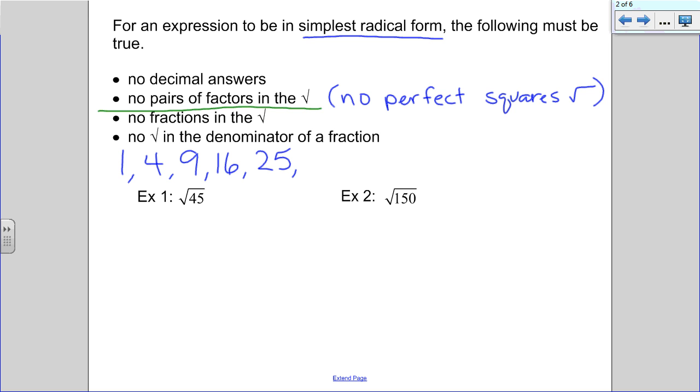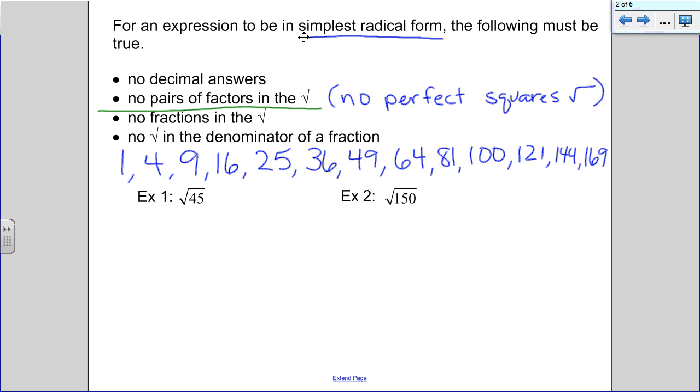What comes after 25? 36. What would come after 36? 49, because that's 7 times 7. What's coming next? 64. What comes next? 81. What comes next? 100. What comes next? 121. What comes next? 144. And last but not, this isn't our last one, but this is the last one I'm going to have us write down. What comes after 144? 13 times 13. Type it in. 169.